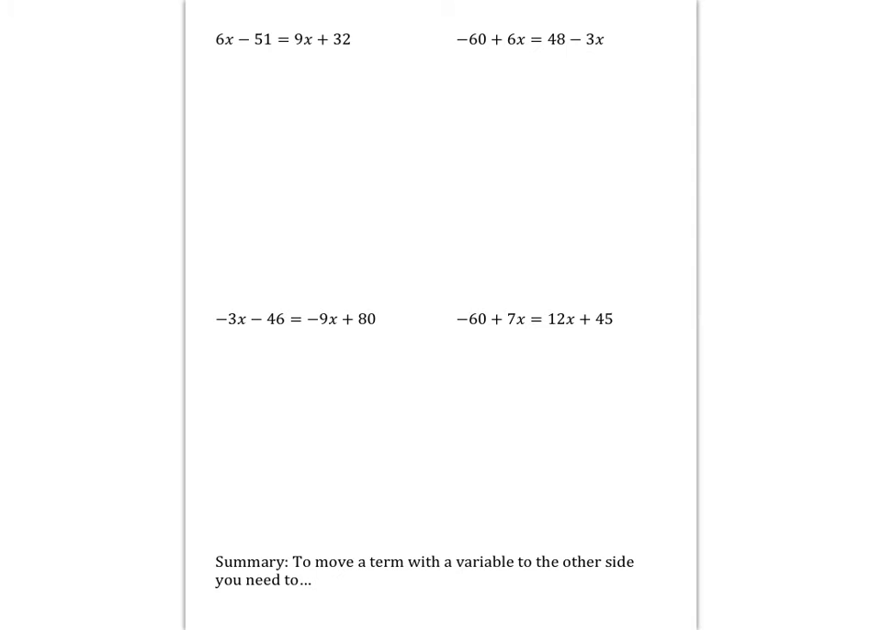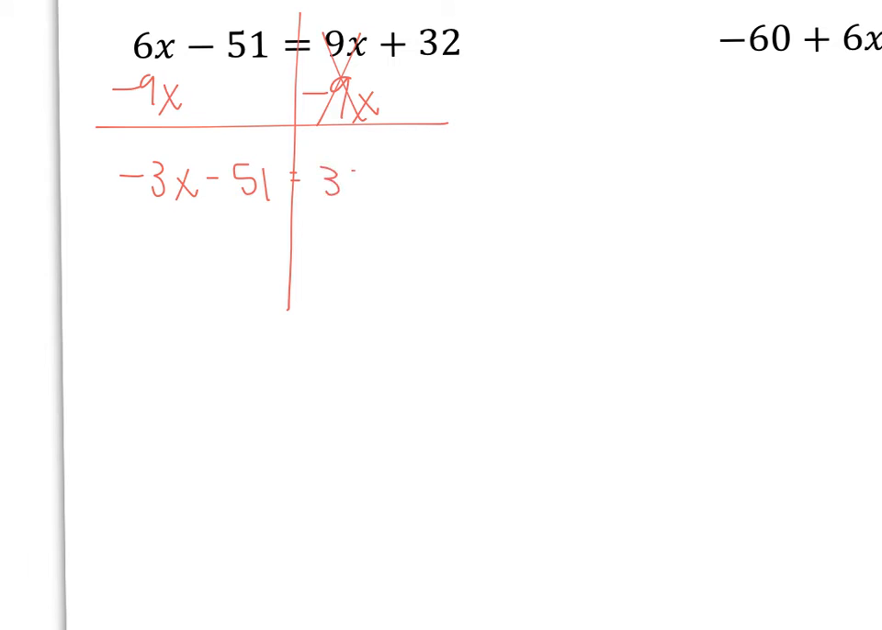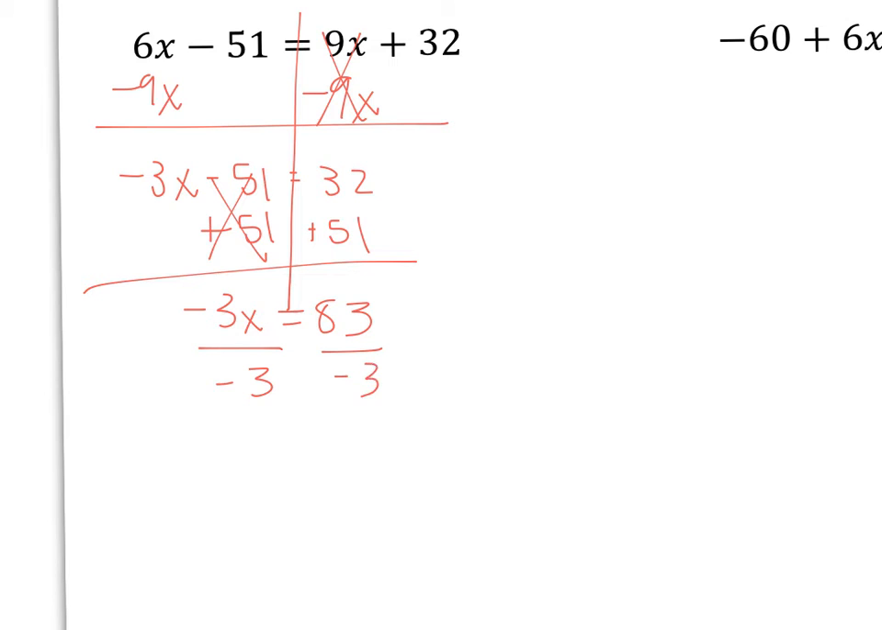All right, let's get a little bit more practice with going through some examples. Okay, so again, we want to get the variables all on one side and then to isolate the variables so we can solve for x. So I'm going to subtract 9x from both sides and get 6 minus 9x is negative 3x minus 51 equals 32. I'll add 51 to both sides, so that can allow me to isolate my variable almost. And 32 plus 51 is 83. Last step would be to divide by a negative 3.